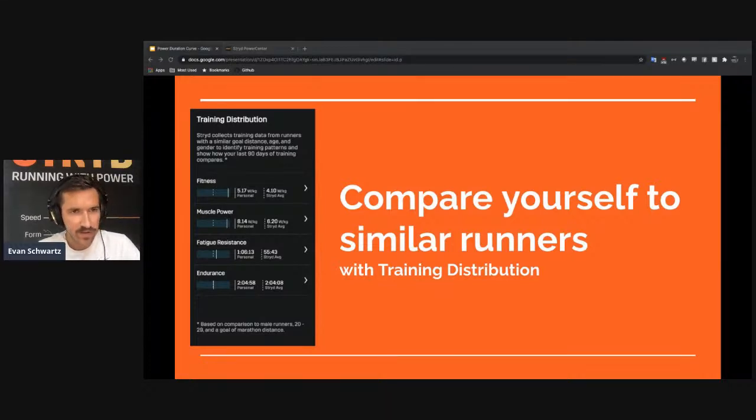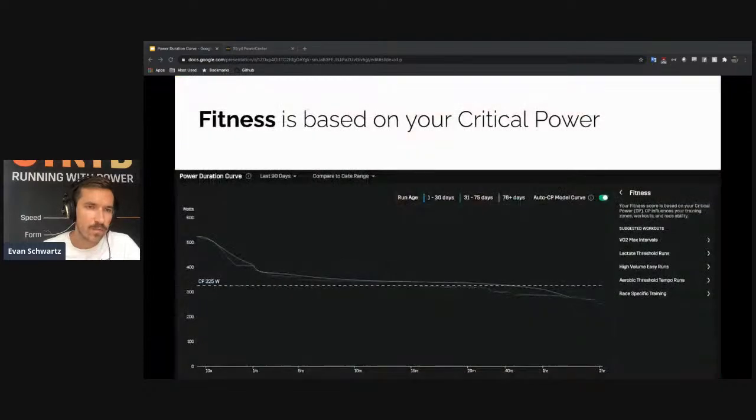It's called training distribution, and it is a way to compare to other runners similar to yourself, whether you're training for the same race or you're in the same age bracket. We'll talk about a couple of these categories. So fitness is the first category here, and this is based on your critical power. Your fitness score is based exactly on your critical power.